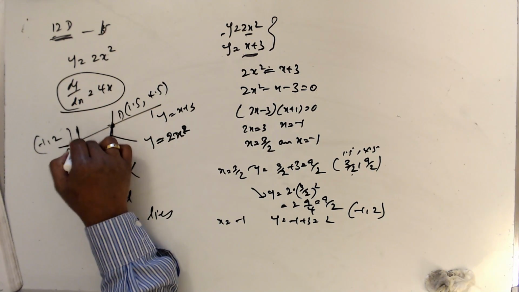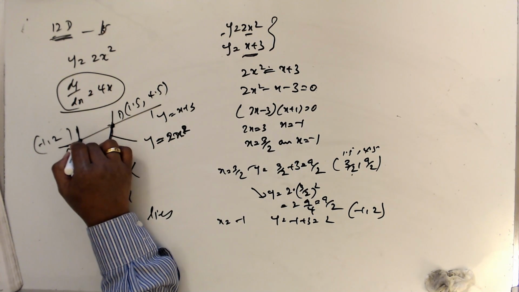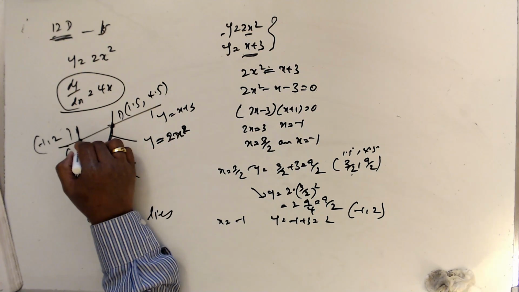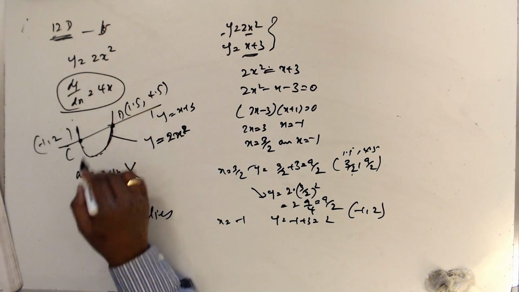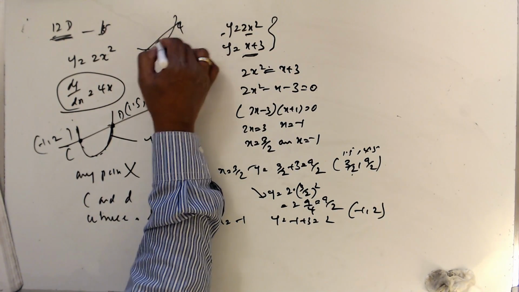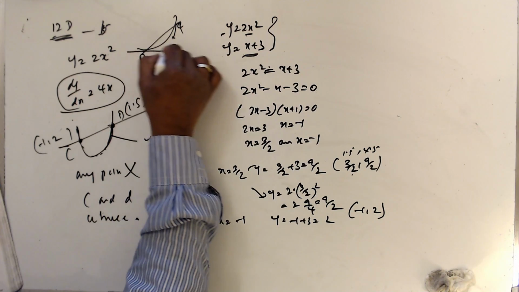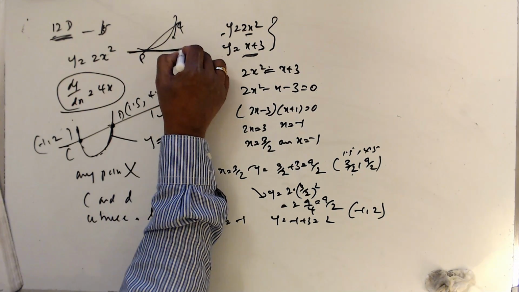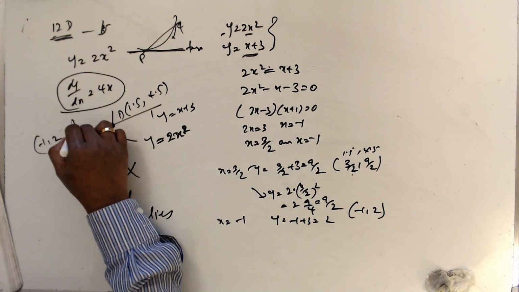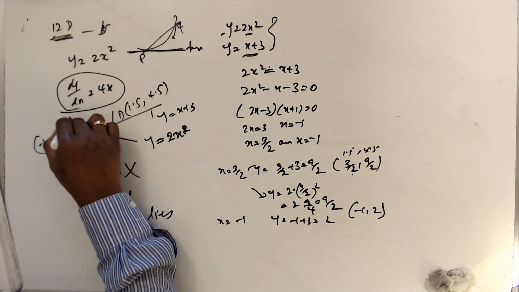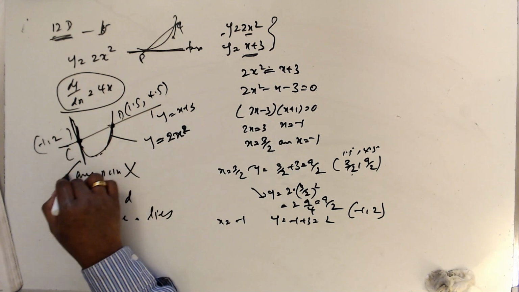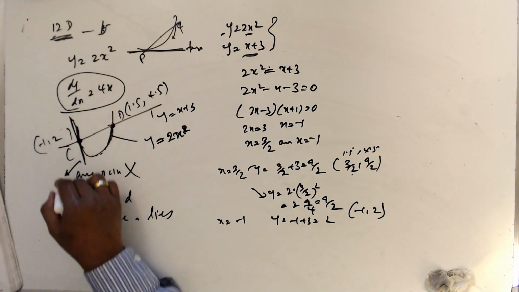Now I want to find the gradient at this point. When you find the gradient at this point, what is the meaning of that? Can you remember? P and Q, I bring the Q down, and finally it has become a tangent. So likewise, we are finding the gradient of the tangent at this point. So that is the meaning of that.